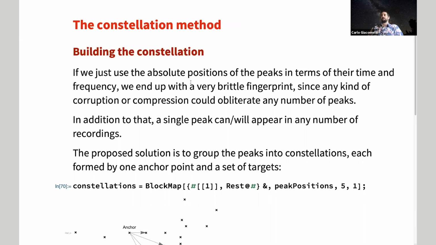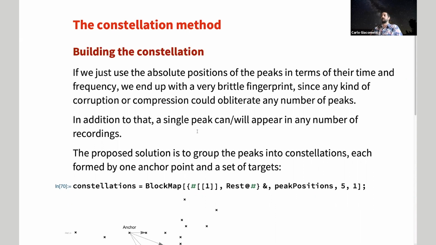So if we just use the absolute position of the peaks and identify them with their absolute time and absolute frequency, we would end up with an extremely brittle fingerprint, since any kind of corruption or compression would obliterate any number of peaks, and even a small time shift would make the absolute time indexing of the peaks absolutely useless.